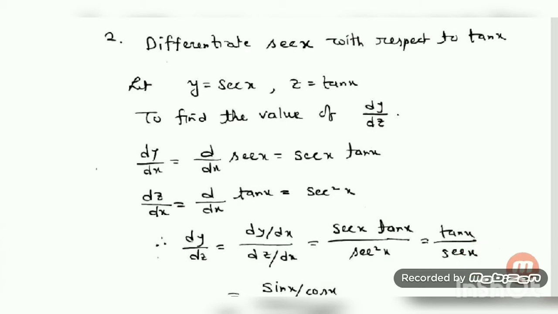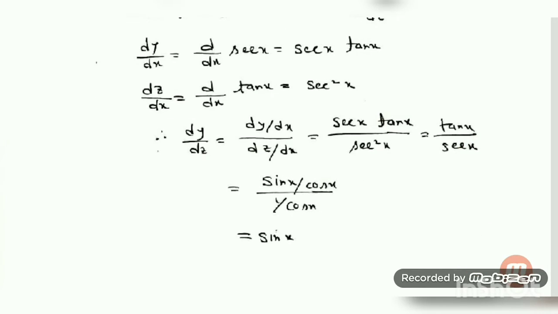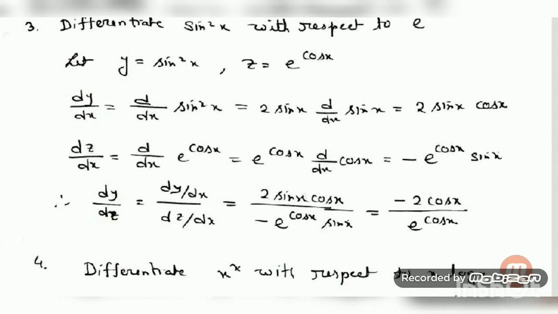And this can be further simplified because tan x in terms of sine and cos we can write it. Tan x can be written as sin x by cos x, and sec x can be written as 1 by cos x. So both denominator cos x will be cancelled out. What is left? Sin x. So your answer is sin x. Let us proceed to the next question, number 3.